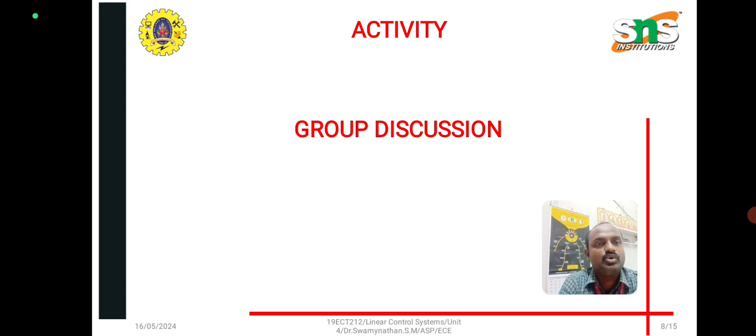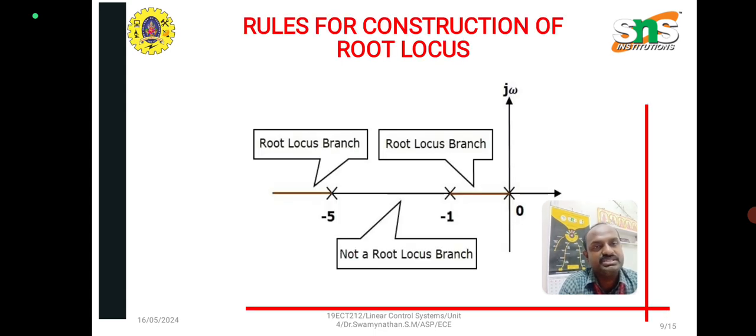Following this, for the group activity and group discussion, you can see the root locus branch on the left hand side, from -5 and from -1 to 0, and it is not on the root locus branch between -1 and -5.